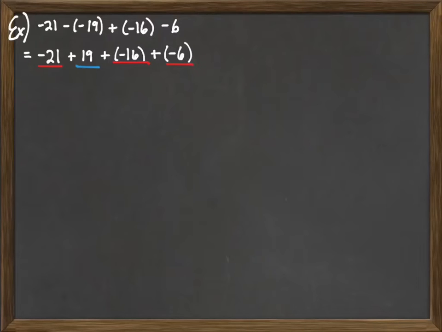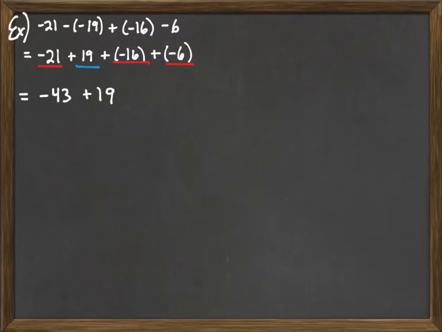Pair up all your negative numbers, pair up all your positive numbers. And then we can add them up. Negative 21, negative 16, and negative 6 will add up to be negative 43. And then again, in this case, we have just the one positive number, so it's plus 19.